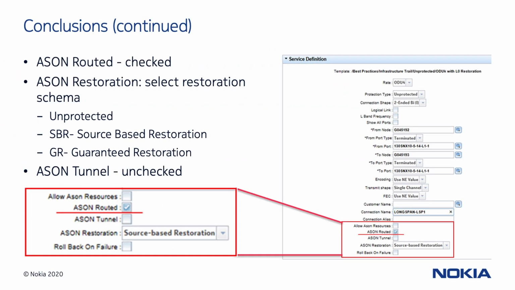Finally, to deploy such a restorable trail through NFM-T, some network resources should be assigned in advance to the related NPA. This is part of the network commissioning phase. Then, by using a specific template and by flagging all relevant ASON-related checkboxes, the new trail can be routed and managed by the control plane instances available on all nodes.